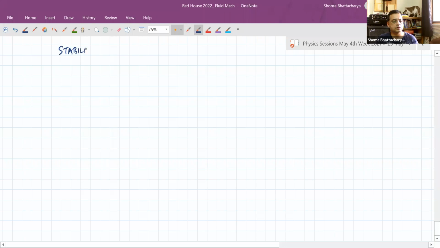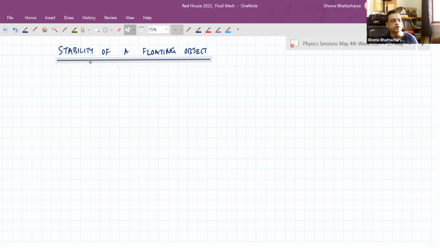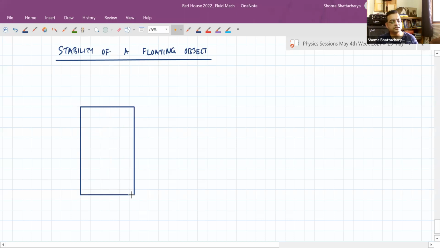So, stability of a floating object. So let's say we are taking two examples of floating objects, which look something like this.